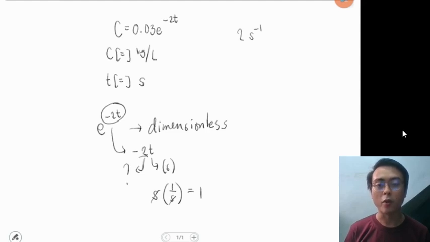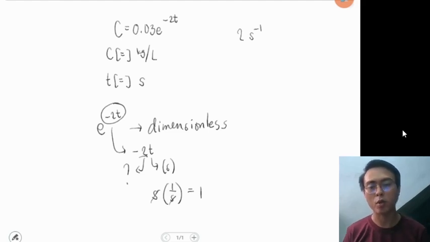So that is one tip that I can give to you. You look for the exponential functions. This also applies for logarithms, sine, cosine, tangent, etc. We normally don't want any units remaining, so we want to cancel it out.